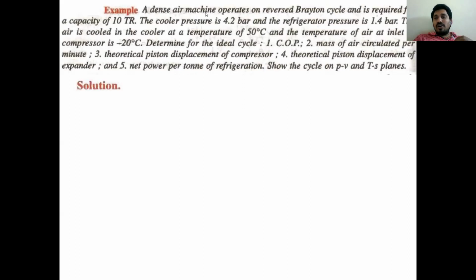See, all of you, I have written a problem on the slide. Read carefully. A dense air machine operates on a reversed Brayton cycle. Reversed Brayton cycle is nothing but the Bell-Coleman cycle or Joule cycle. All are the same, I already told you. It is required for a capacity of 10 TR.